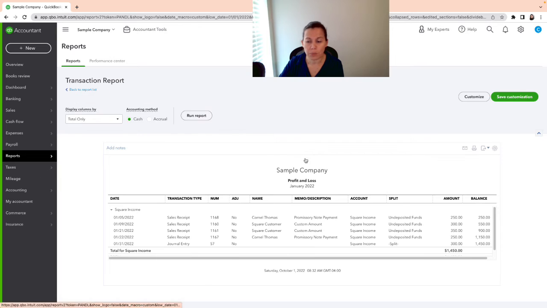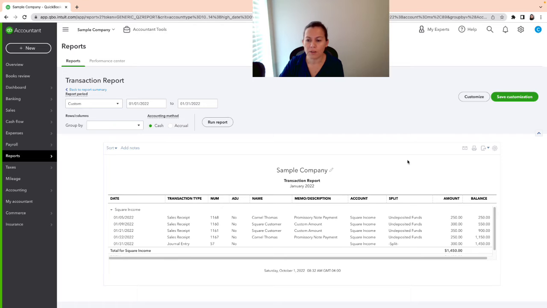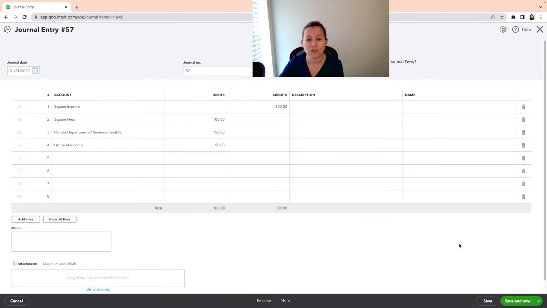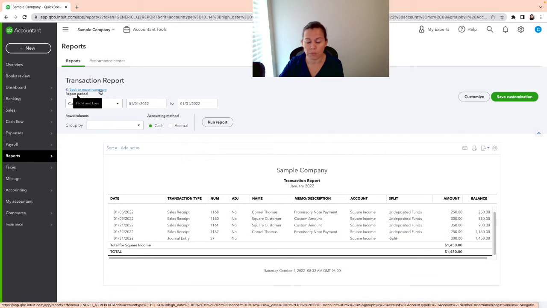If you click on the number, okay, Square income, it's going to give you all the details from whatever income you had. And wherever you see journal entry, you can click on the number. It's going to open up that transaction that we just entered, all the details. So we increased the income by $300. We added fees, Square fees, by $100, and then we added this part we're not going to be able to see in the profit and loss. I'm going to show you in the balance sheet, and the discount income showing up here as well on the profit and loss.